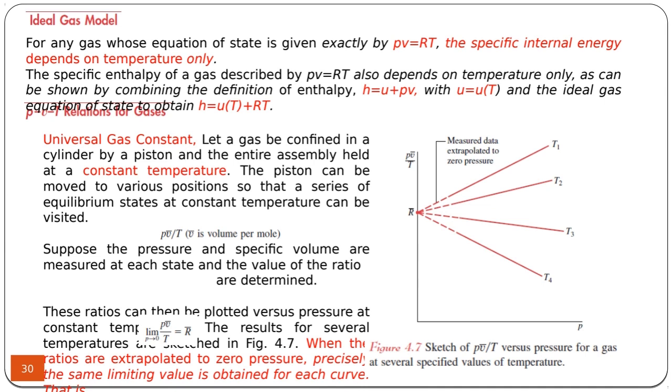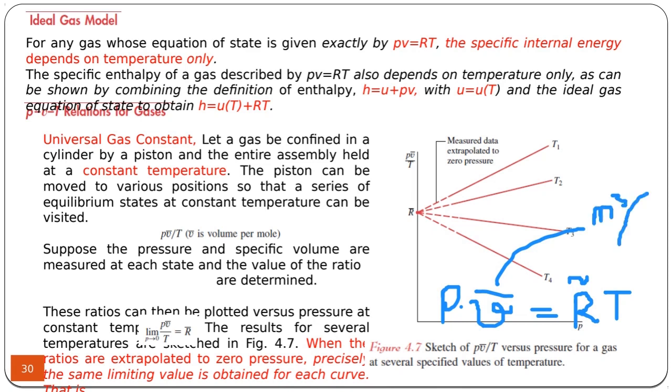On the other hand, the same ideal gas law can be written as P times V bar is equal to R tilde times T. In this case, V bar is volume per mole, and R tilde is the universal gas constant, which is constant for all the gases.